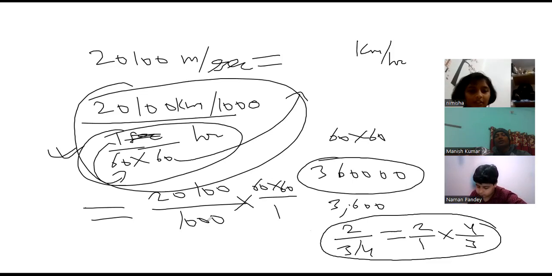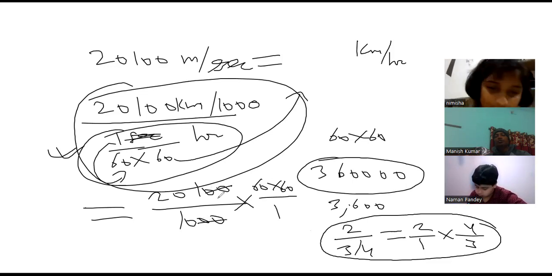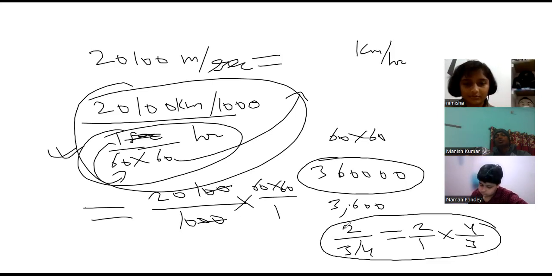Now we can cancel, like 2 zeros will cancel out here. I have given you an example: if it is written as 2 divided by 3 by 4 and you have to simplify it, then you will have to do it like this: 2 by 1 into 4 by 3. Understood? Now here 2 zeros cancel out. This 0 will cancel out with this.